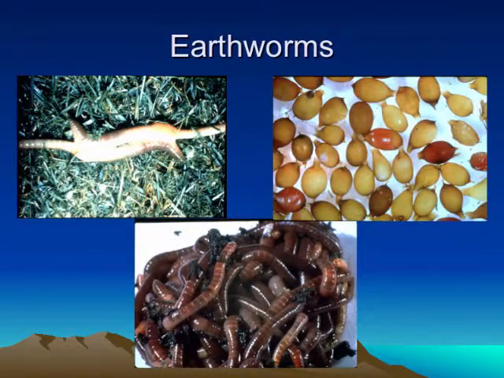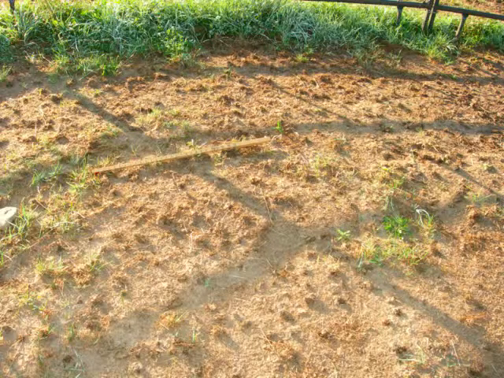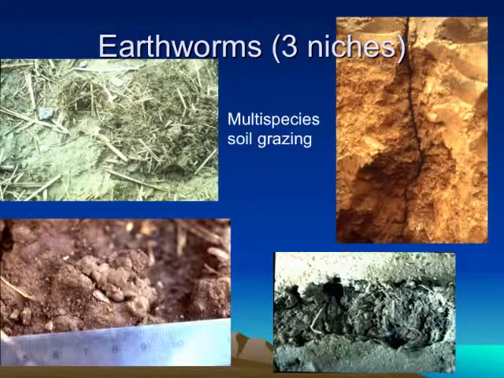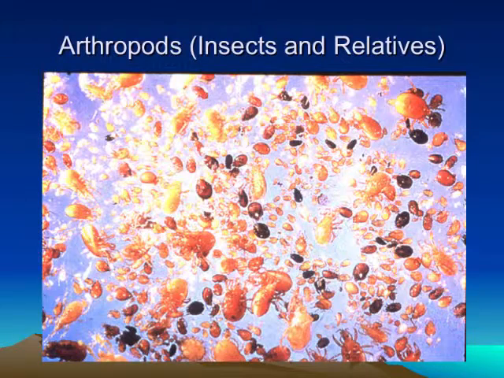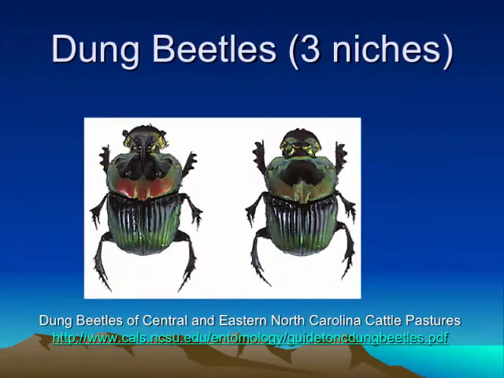But we have earthworms, one of my favorites, especially the night crawler. They give good penetration of water into the soil. We have multi-species grazing in the soil. We have multiple types of earthworms, not only species but niches, the night crawler that comes to the surface. We have earthworms that just work manure piles. We have earthworms that just work within the subsurface of the soil.